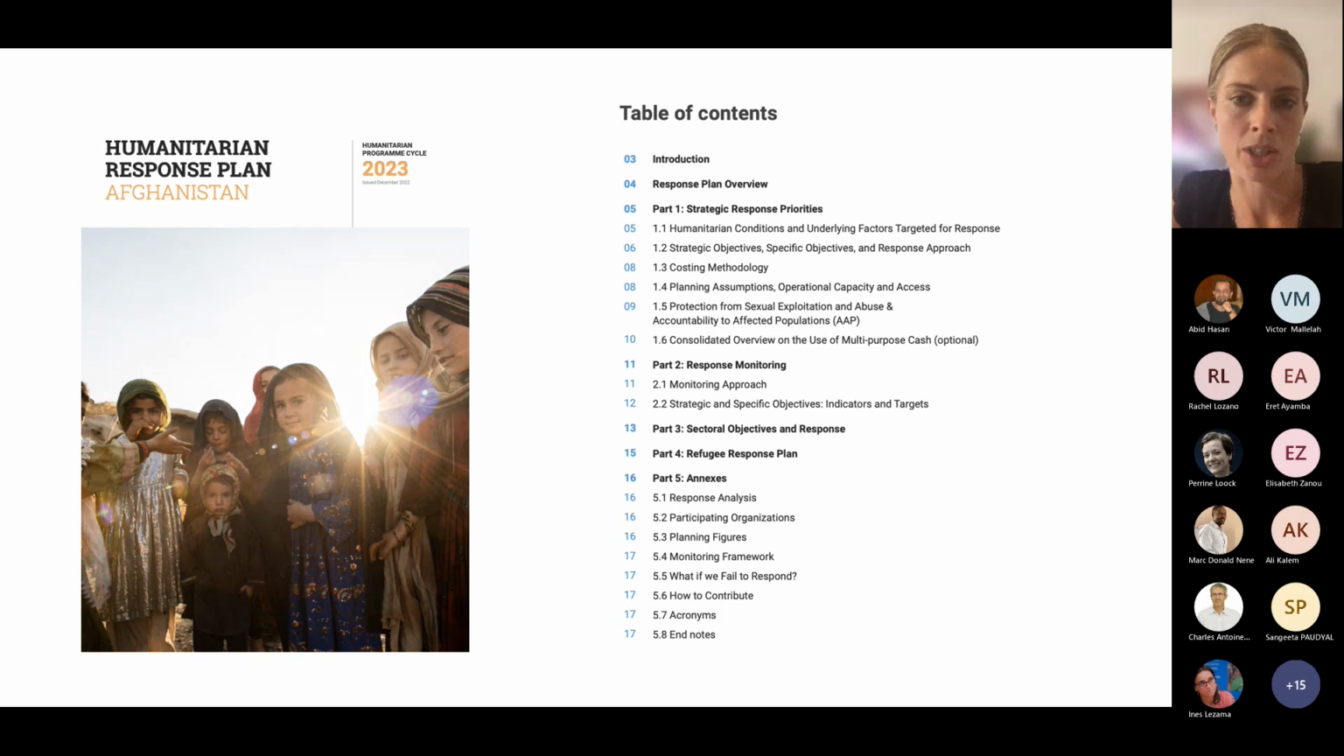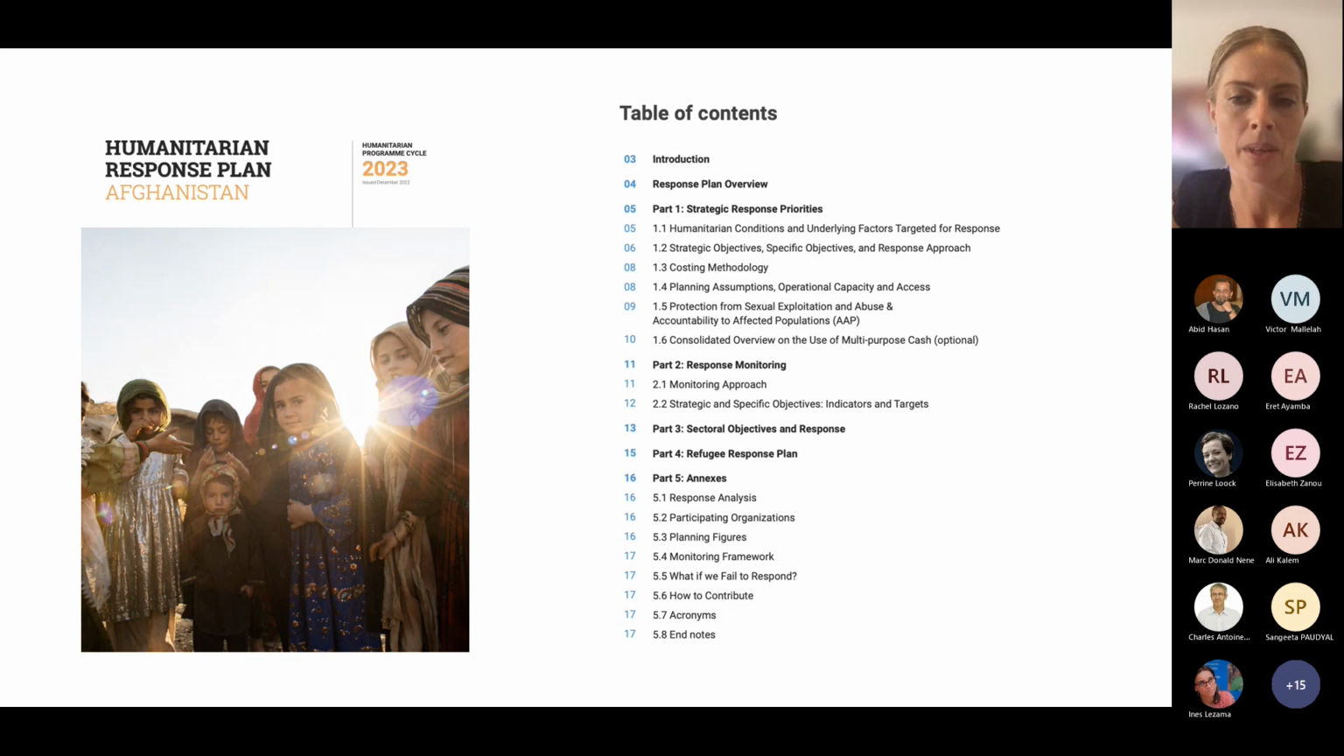In terms of the structuring of the HRP, similar to the HPC process in its entirety, there are no major or significant changes in the HRP template compared to last year or the year before. So for those that have already participated in this process, it should look somewhat familiar. The document consists of an executive summary and five parts.